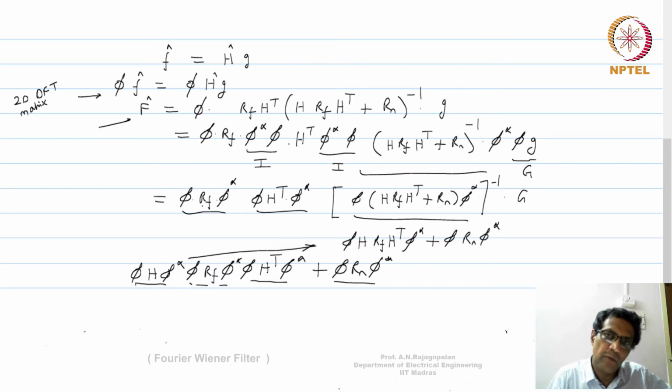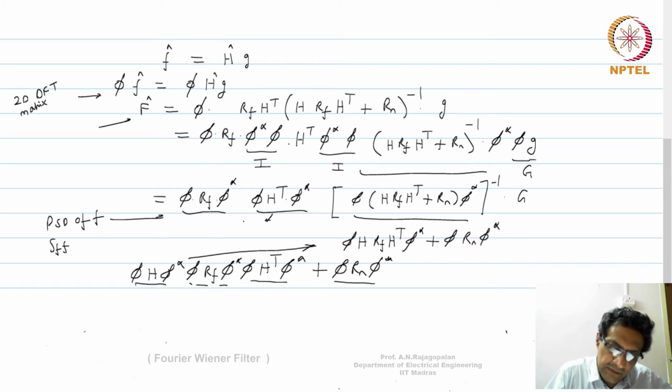Now, the Fourier transform of the autocorrelation function gives you the power spectral density, PSD of F. Suppose we indicate it as SFF, the power spectral density of F. Now this will be H of KL, the DFT coefficient of the impulse response of the blur, which in this case is space invariant. This will be the DFT coefficient of the point spread function itself. This will be SF. This will be the complex conjugate of the DFT coefficient of the point spread function. This will be the PSD of noise. Let's indicate this as SNN.